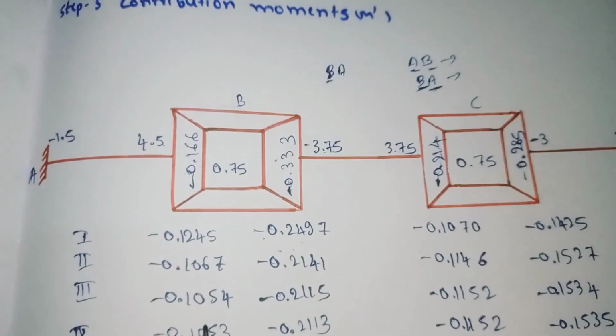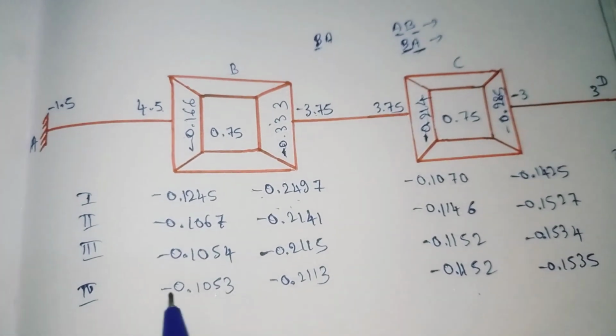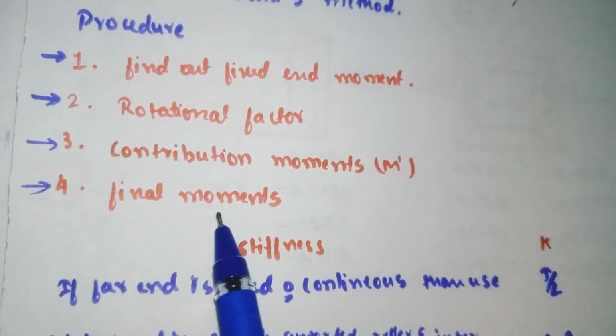This is our third step. This is how we need to calculate. So I hope you all understood. It is a very simple method. Our fourth step is to find out the final moments.